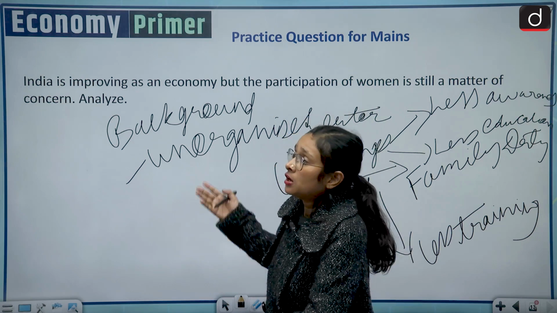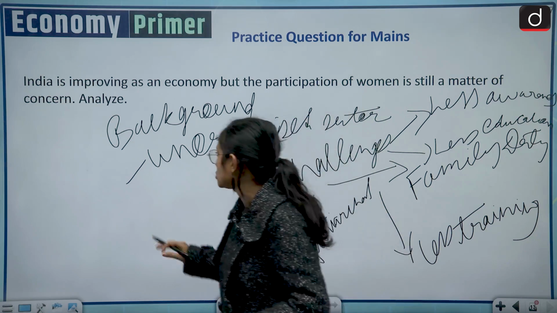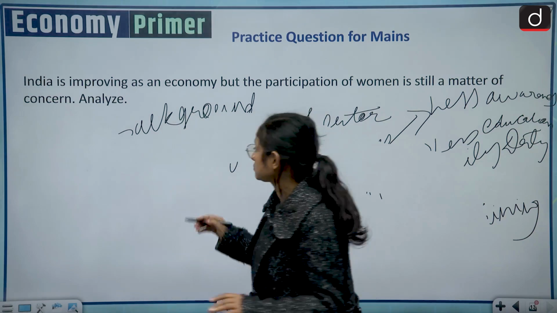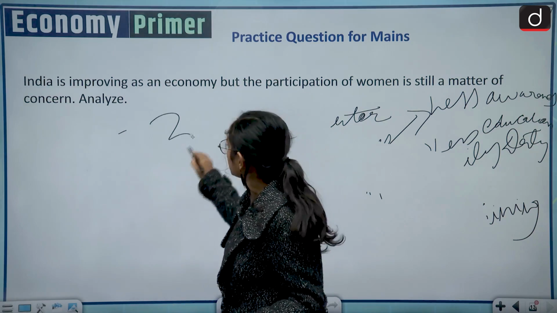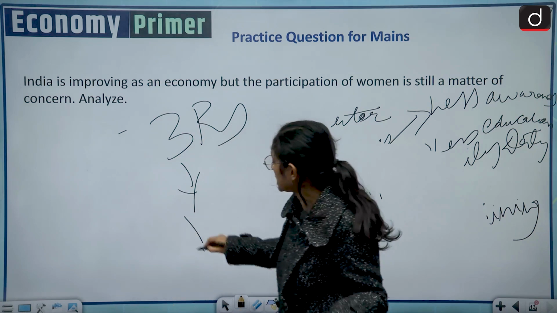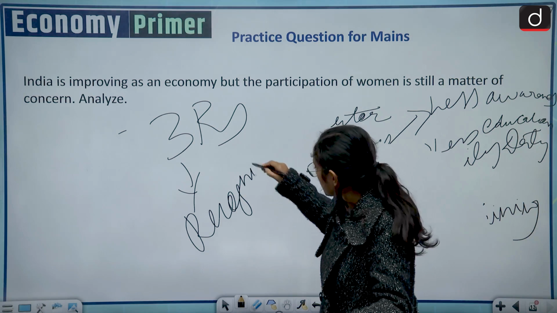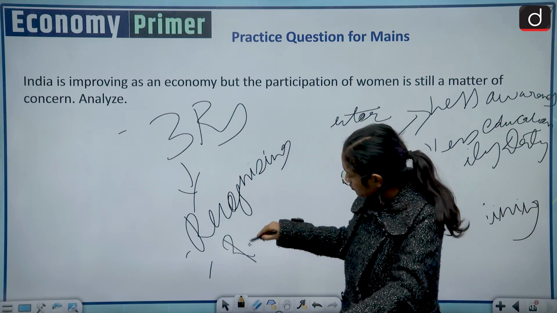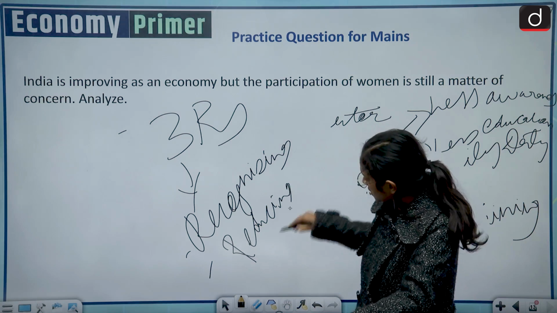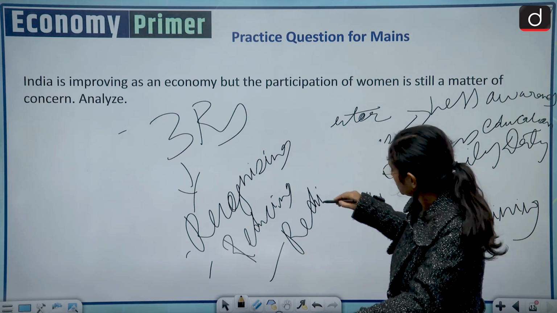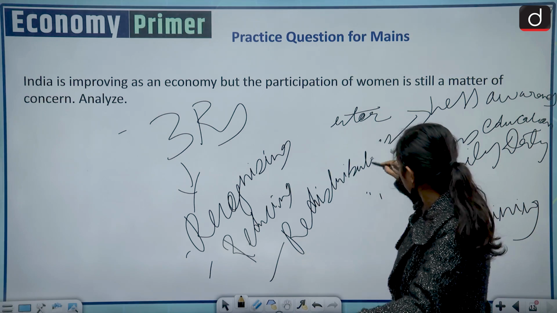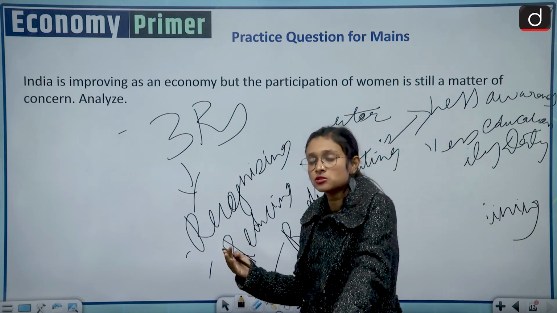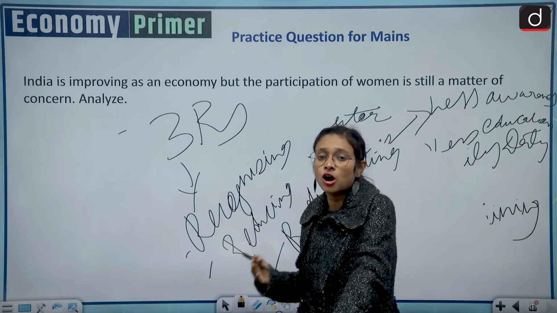Coming to how it can be improved. First you have to give the 3 R's formula. And what is this 3 R's formula? First is recognizing, reducing, redistributing. So all these 3 R's are applicable to which sector? Mostly it is for unpaid care work or unpaid domestic work.